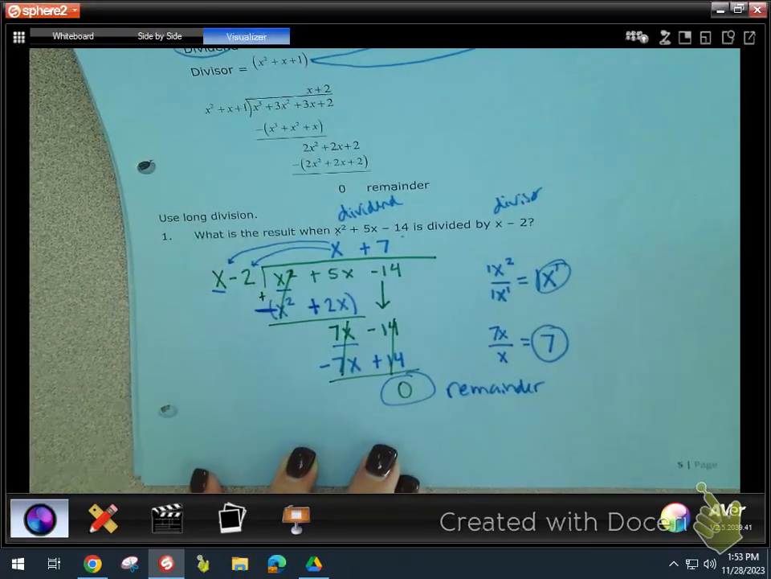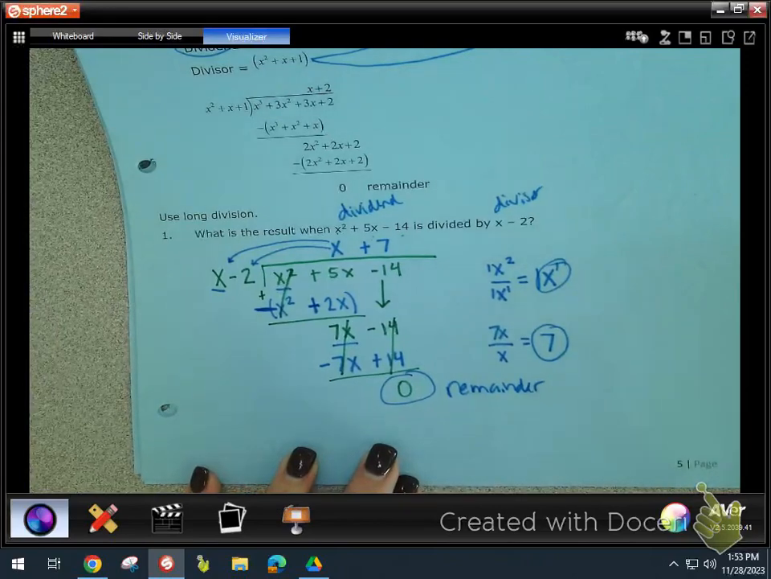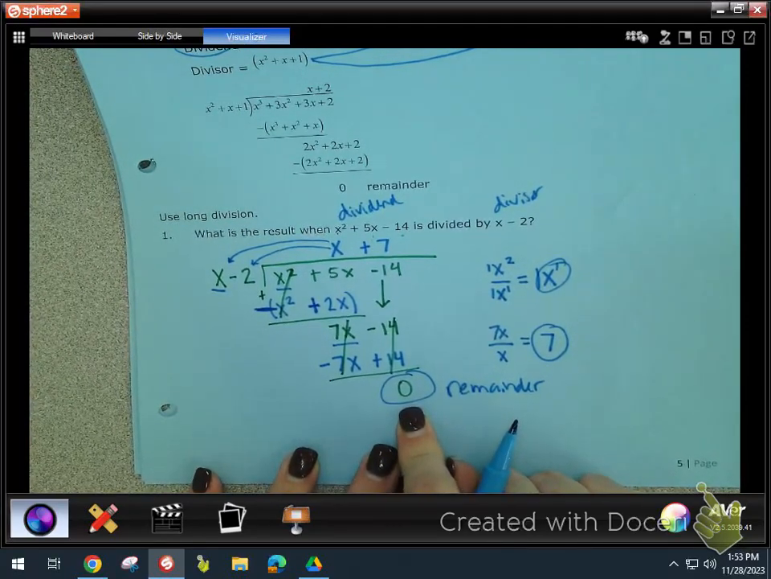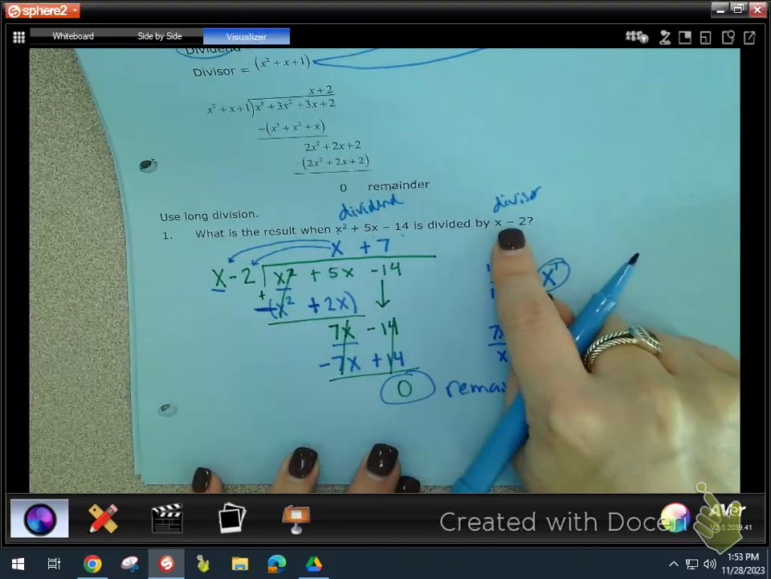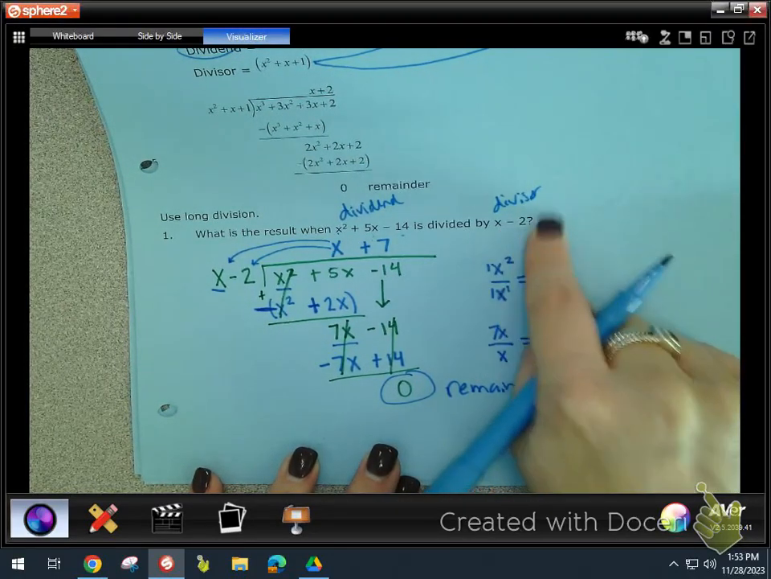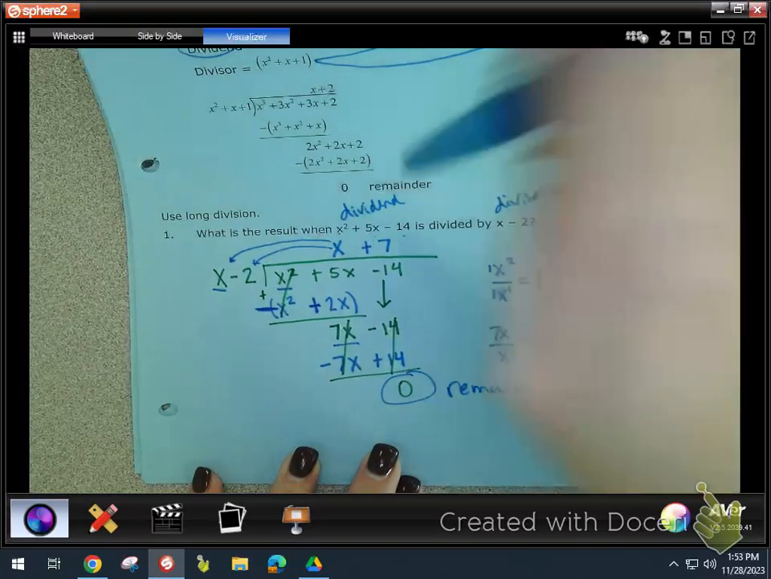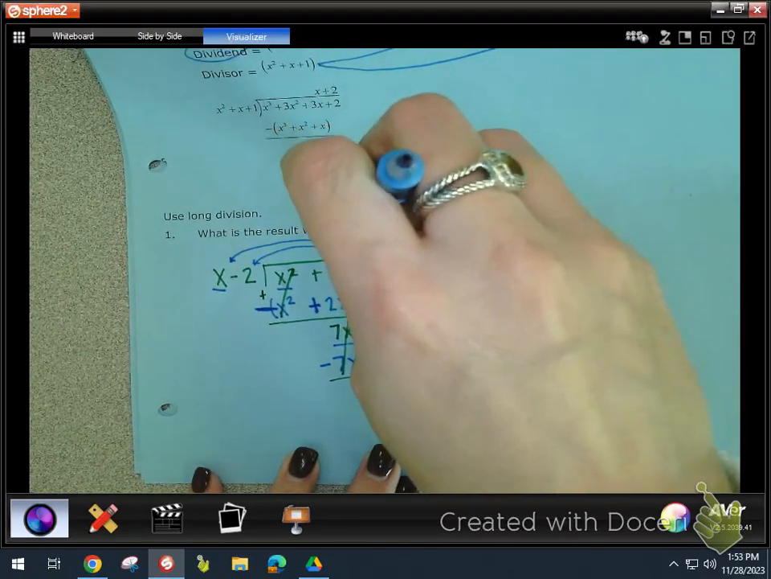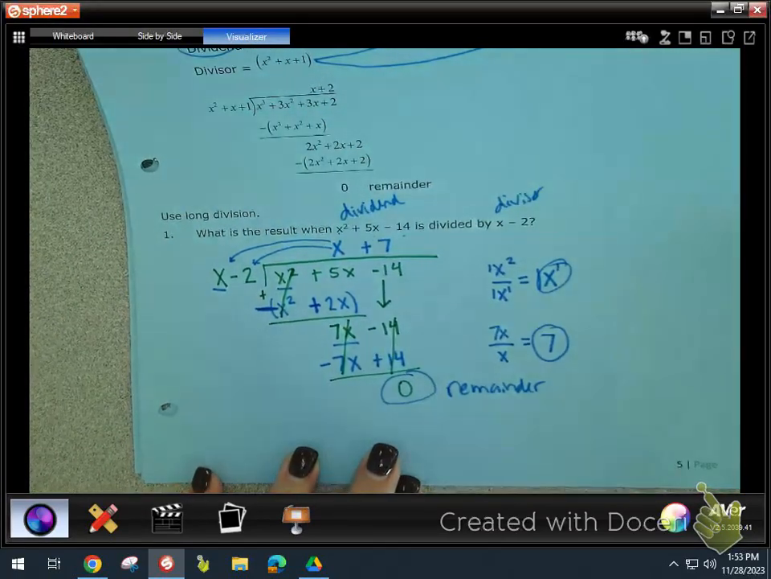So if your remainder is 0, then that means it divides evenly. Yay. What that also means, this is kind of an extension of where we're going, if the remainder is 0, then what you are dividing by, the divisor, is a factor of the dividend. And the quotient is also a factor of the dividend. If the remainder is not 0, then it's not a factor. That's what we're getting to. So we're going to be using this to help us factor.